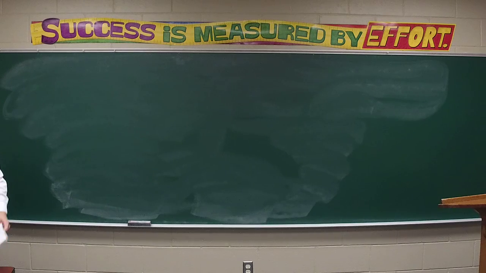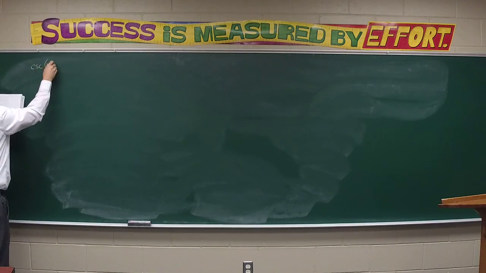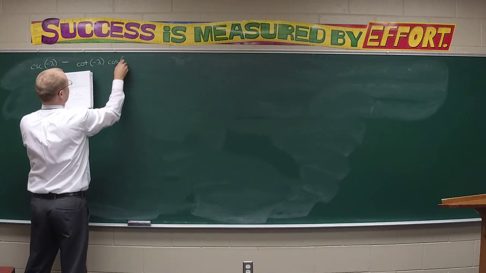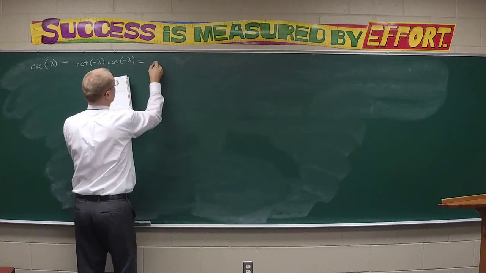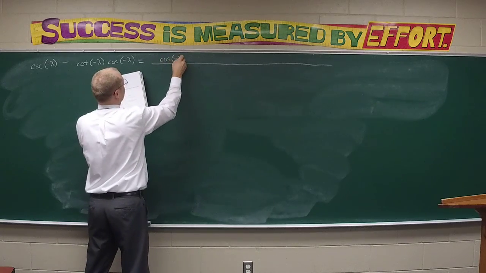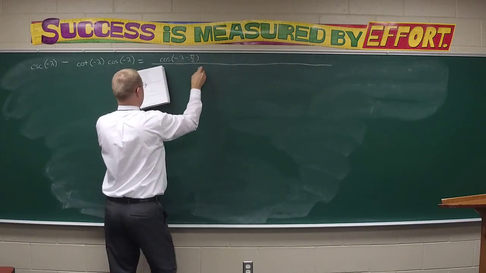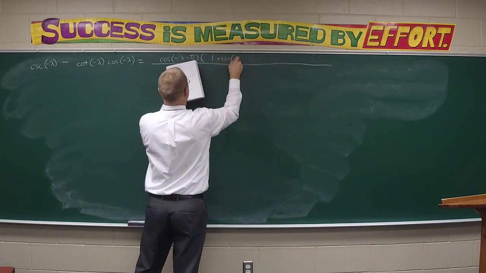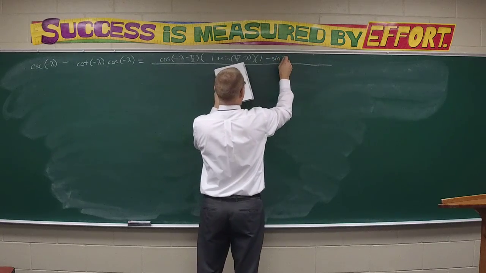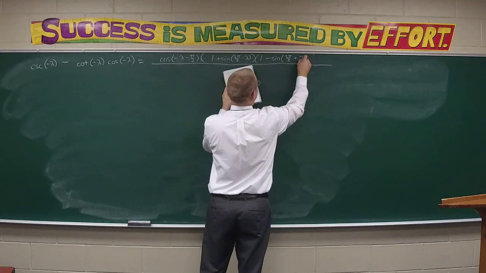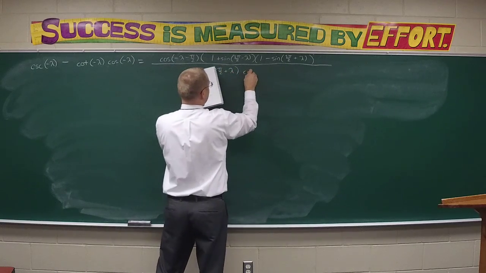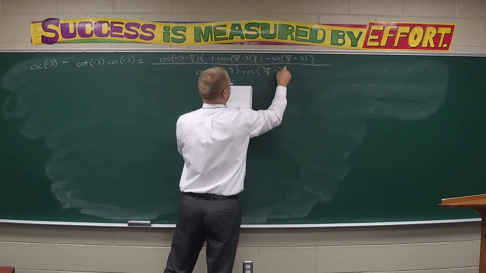All right, let's take a look at number 54. We have to write it down. We have the cosecant of negative lambda minus the cotangent of negative lambda times the cosine of negative lambda, all equal to the cosine of negative lambda minus pi over 2 times 1 plus the sine of 3 pi over 2 minus lambda times 1 minus the sine of 3 pi over 2 plus lambda, all over the cosine of pi over 2 plus lambda times the cosine of 3 pi over 2 minus lambda.